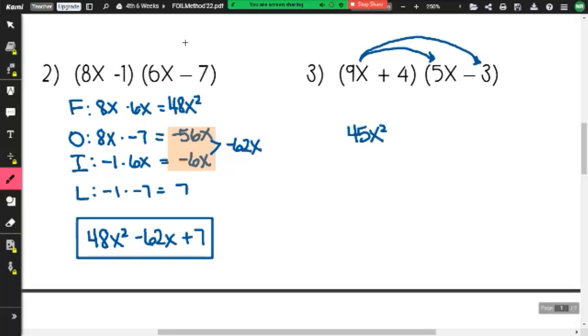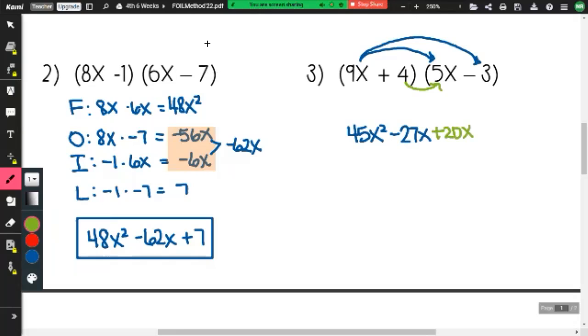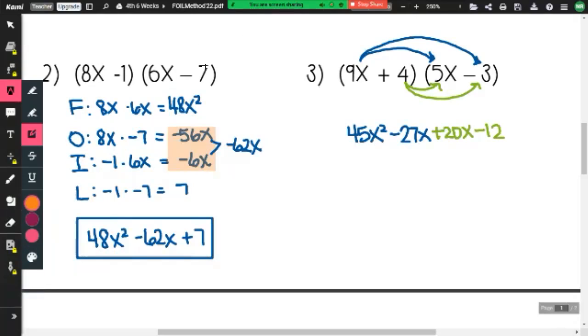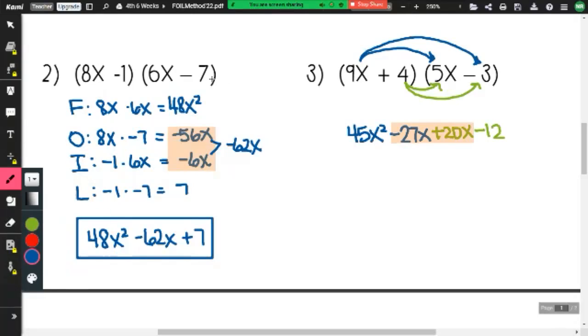First times last, 9x times negative 3, negative 27x. Now, last times first, 4 times 5x, positive 20x. Last times last, 4 times negative 3, negative 12. You always combine the middle two. So when we combine negative 27x and 20x, that gives you negative 7x. Final answer, 45x squared minus 7x minus 12.